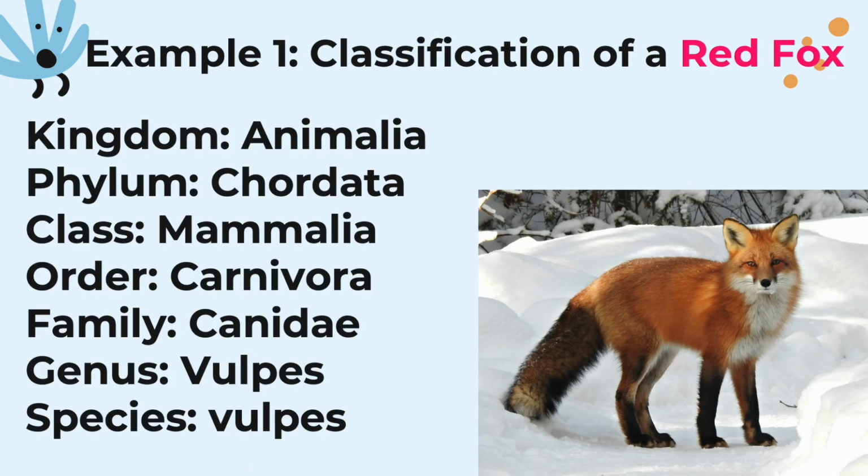So let's take the classification of a red fox as our first example. The kingdom is Animalia, so it's an animal. The phylum is Chordata, and the class is Mammalia, so it's a mammal. The order is Carnivora, so it's carnivorous, only eats meat. The family is Canidae. And the genus is Vulpes, the species is Vulpes as well.